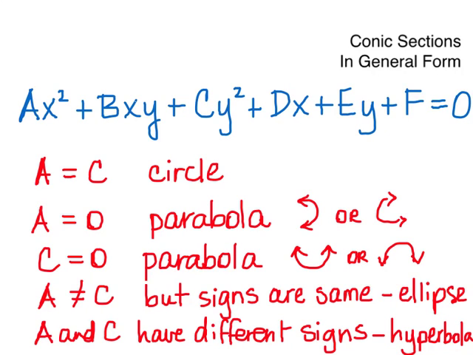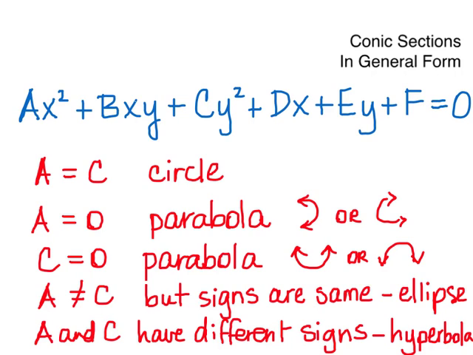In this section, we'll look at conic sections in their general form, and after we look at how to identify them, we will look at how to complete the square to get them into standard form so we can find their key properties. So this equation in blue is the general form of the equation of a conic section.